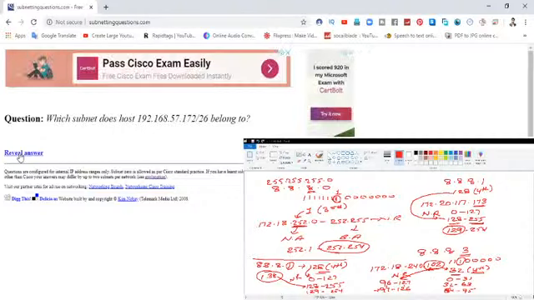which subnet does this host belong to? The answer would be 192.168.57.128. 57.128 would be the answer. 57.128 is the answer, right?